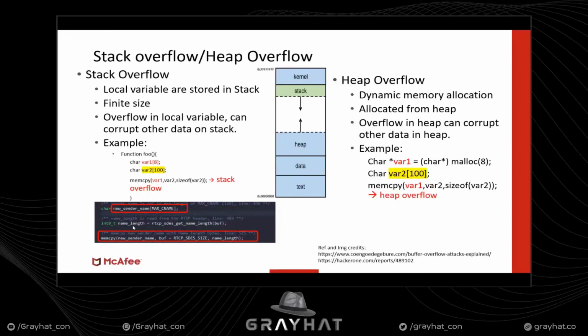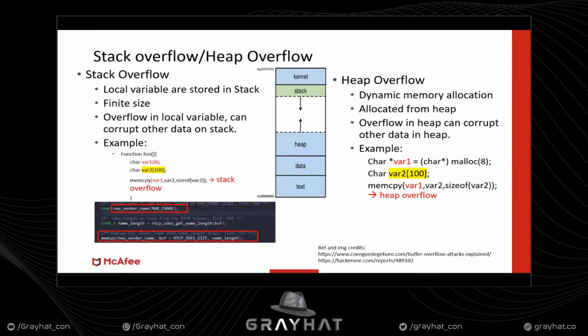Now, if the value of this name length becomes more than 128 bytes, then it may lead to a stack-based buffer overflow. As you can see over here, there is a memcpy function call which is copying some data from buffer plus RTSP site size to new sender name, and the length is defined by name length. So if this name length is more than 128 bytes, then this may lead to a stack-based buffer overflow.